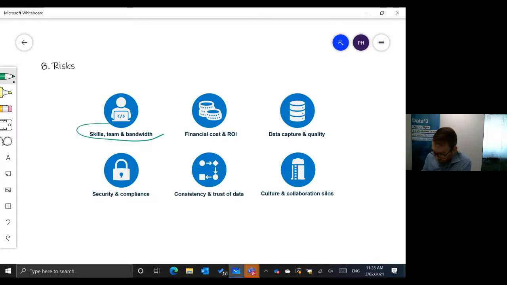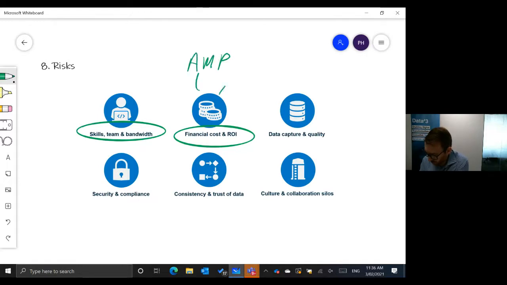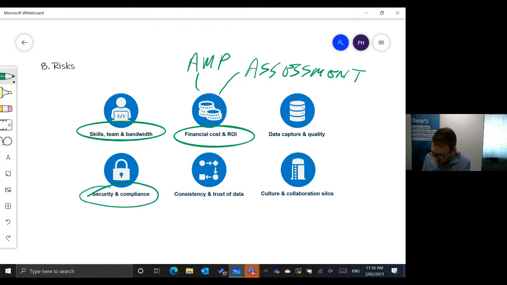We've got a major risk around our skills, team and bandwidth that will need to be addressed. Uncertain financial costs, given they're already moving towards Azure, maybe less of an impact, but it's good to understand what options are available to them, such as programs like AMP, and the assessment programs that we can use to understand what that looks like. There's also security compliance, another risk area that's probably worthwhile considering, based on things like the GDPR, assuming they've got those European customers, maybe what other standards are in there as well, or maybe even that workplace health and safety compliance they need to achieve.